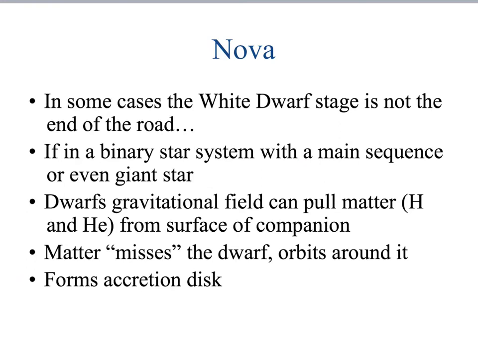So usually in a single star system, a white dwarf is the end of the line. However, if a white dwarf happens to have a companion star, the white dwarf stage is not necessarily the end of the road. If that binary companion happens to be a main sequence star or a giant star, or any star that has a greater mass, the white dwarf can essentially have a gravitational field, because remember that this is a very dense object, and pull matter, the hydrogen and helium, from the surface of the companion. As it's pulling it towards it, it forms an accretion disk around it.